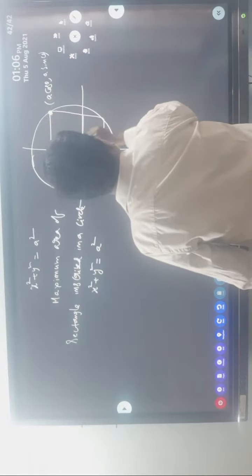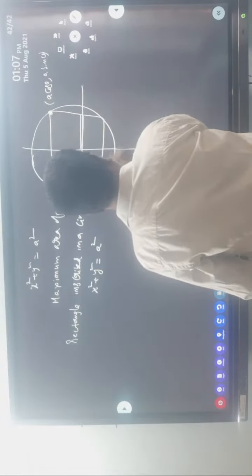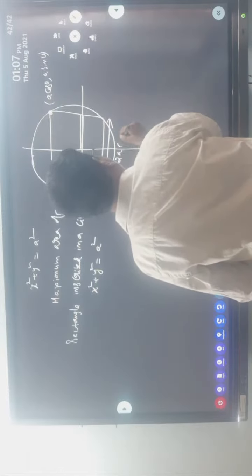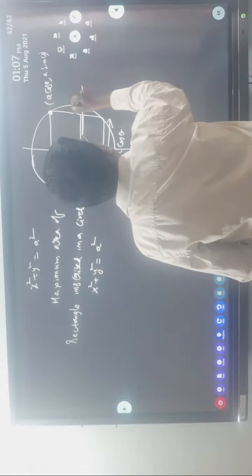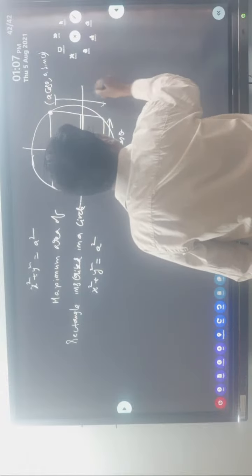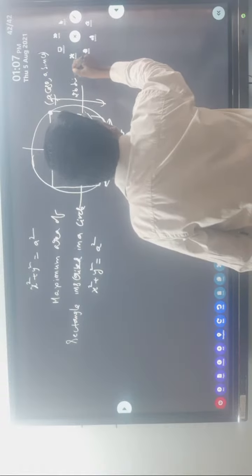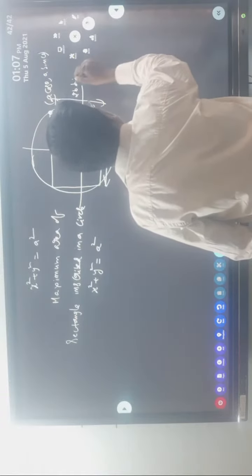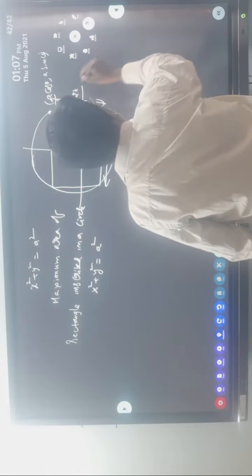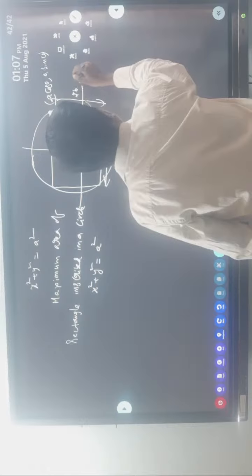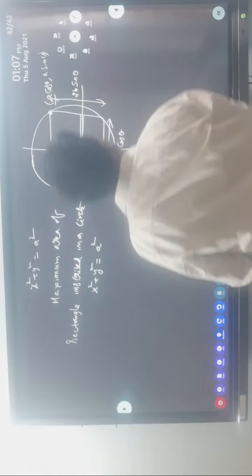This length is nothing but a cos theta. What is this length now? a cos theta plus a cos theta, that is 2a cos theta. Similarly, here to here is 2a sin theta. So that is 2a sin theta, right? Now what is the area?